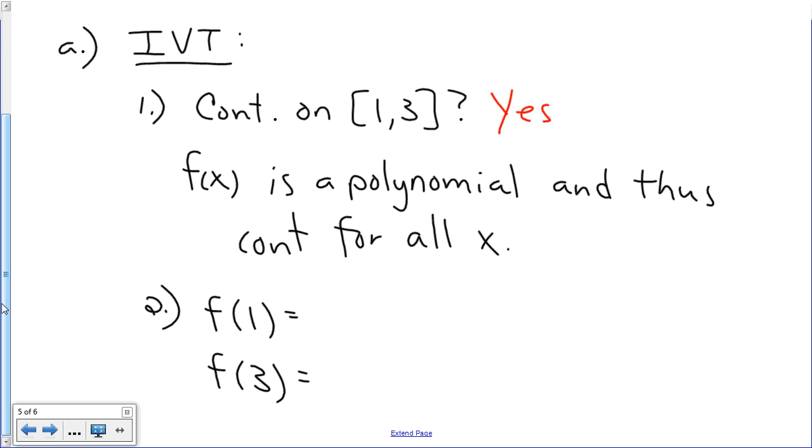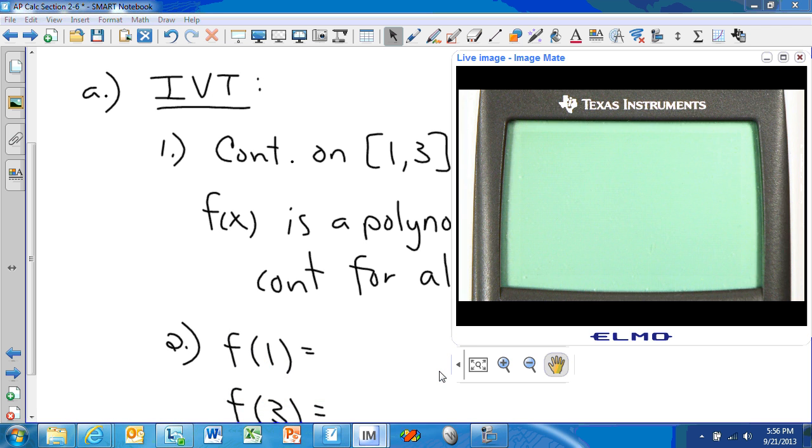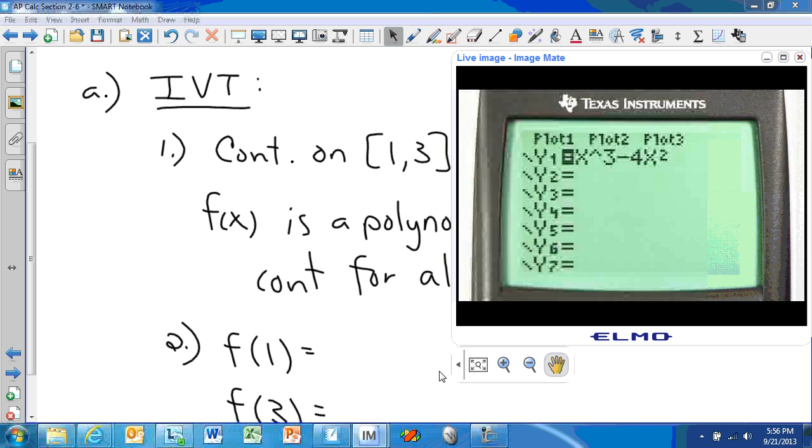And to do that, we'll just punch this into our calculator just to make this a little bit easier. We're going to need this equation in a second anyway, so it'll make sense for us to put it in right now. But in y1, we'll punch in x cubed minus 4x squared plus 2x plus 7.